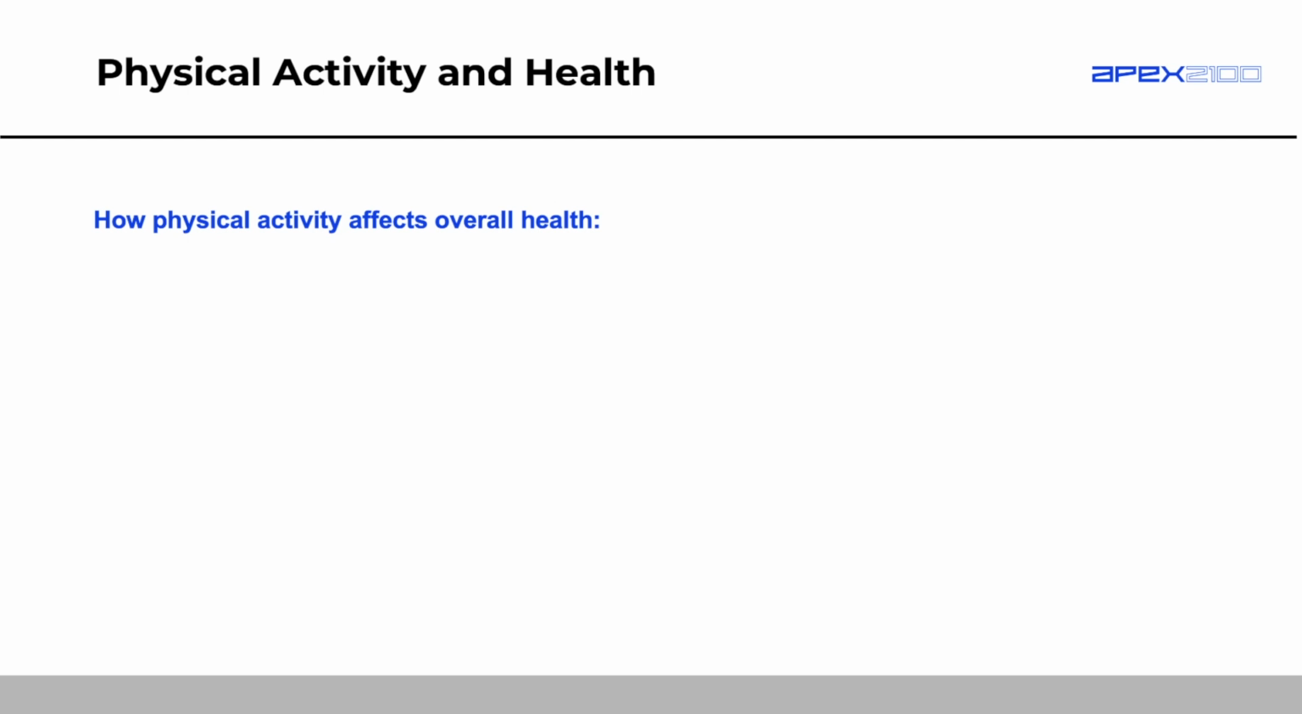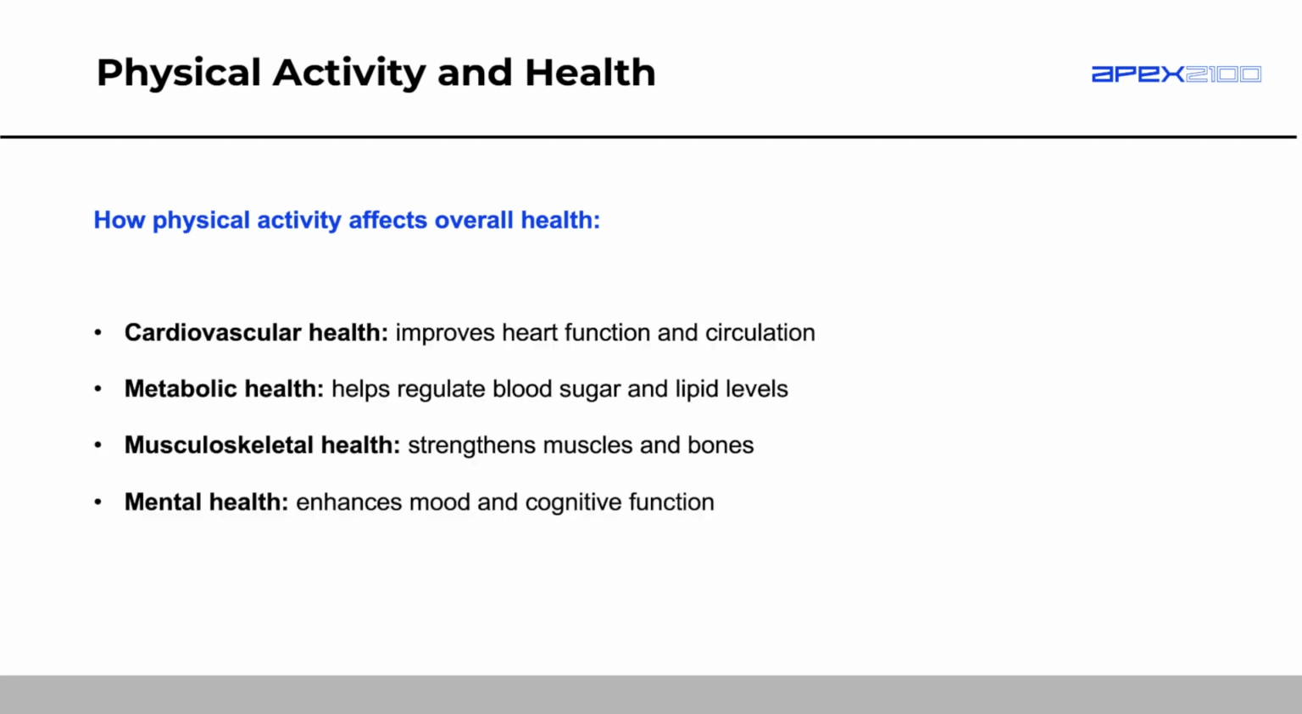So how physical activity affects our overall health, we're going to look a little bit deeper at this now. There's 4 main things. This is especially when it comes to physical health. There's 3, and then there's 1 looking at mental health, the last one at the bottom. So physical activity greatly improves our cardiovascular health. It improves our heart function and circulation. Now, what I mean by that is when you are physically active, your heart becomes more efficient. It's able to pump blood around your body in a more efficient way, and your circulation gets better as well.